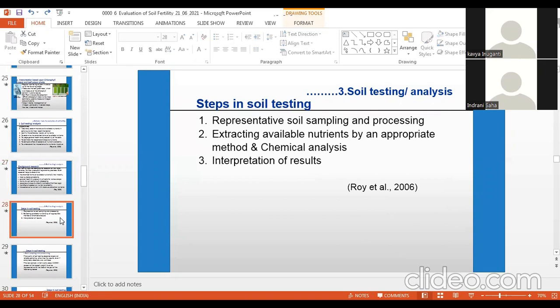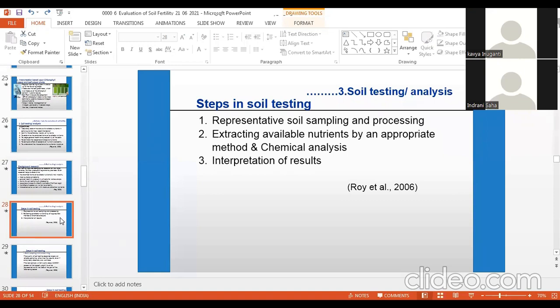Now, what are the steps in soil testing? So, number one step, like in case of plant testing or plant chemical analysis, is representative soil sampling and processing. First, we need to get a representative sample, then extract the available nutrients. You need to take the nutrients in the form of solution. Like you have seen in case of plant, acids are used, wet ashing can be done or dry ashing can be done. And here also, you need to extract the nutrient from the soil into the soil solution so that you can do elemental analysis.